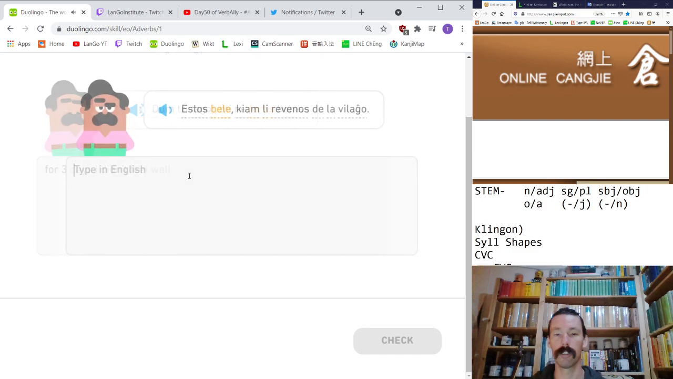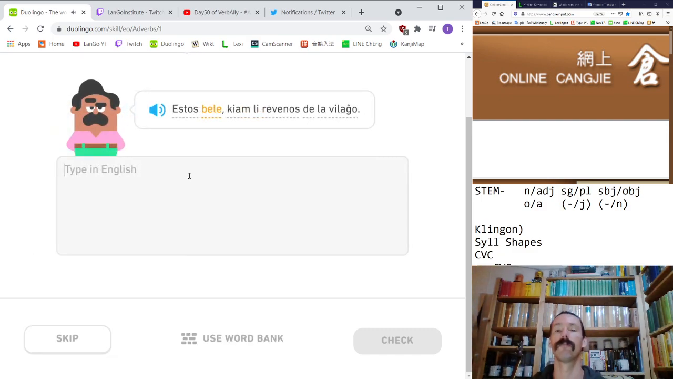Estos bele, kiam li revenos de la vilaĝo. Revenos, that's the future. Estos, also future. Bele, it will be beautifully. It will be beautifully. Kiam, when. He comes back from the village. Will be beautiful. Adverb form here, though. When he returns de la vilaĝo, from the village.